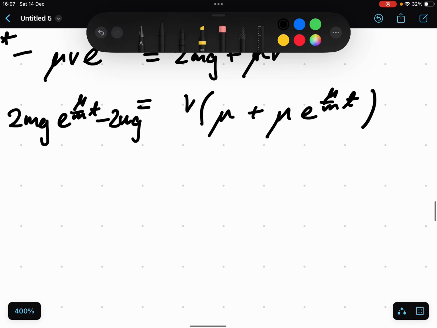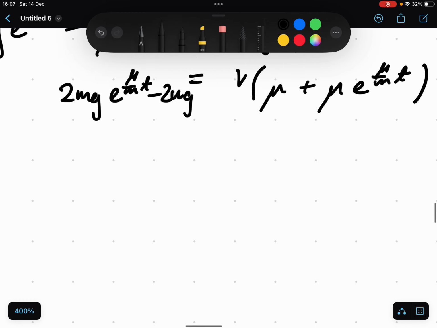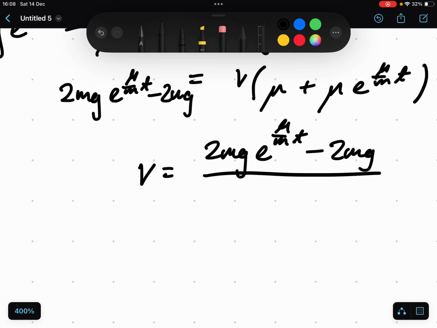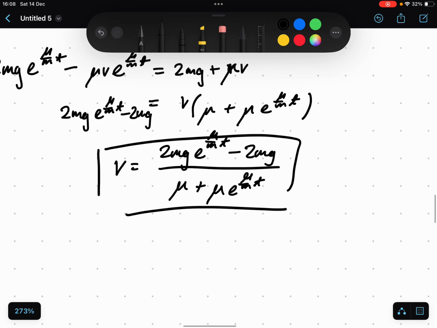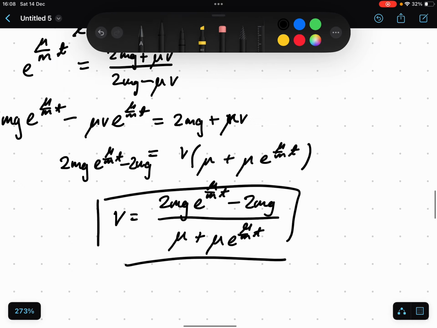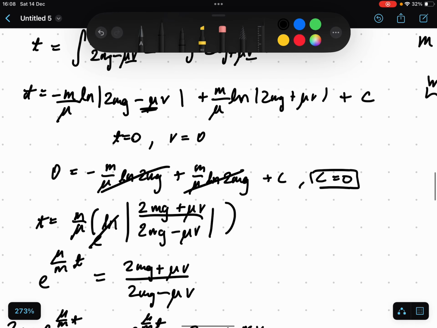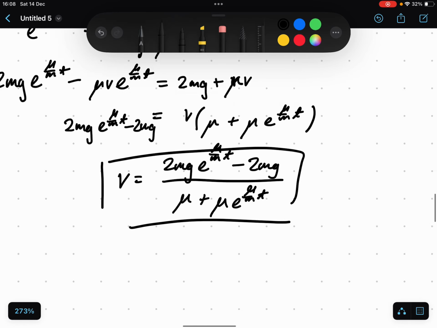Lovely. And then we can just divide both sides by that. So v equals 2mg e to the mu over m t minus 2mg, over mu plus mu e to the mu over m t. And there we go. That's your formula. Bit complicated, but there you go. You've solved for v with these conditions over here. These conditions are important. And yeah, that's the equation.